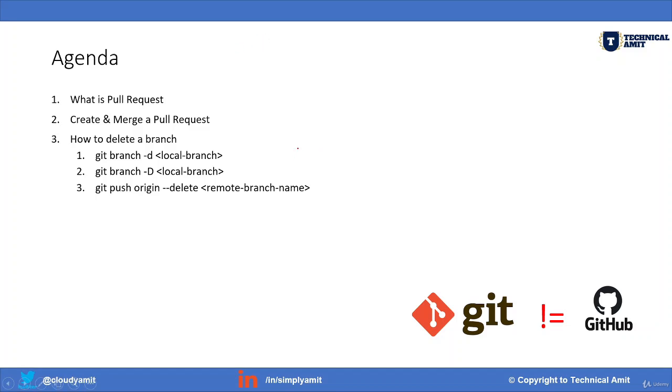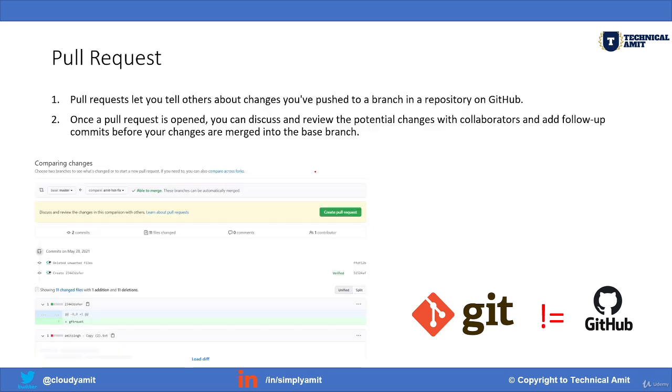So in this video, we are going to talk about what a pull request actually is, how to create a pull request, and how to merge that pull request. And then at the end, we are going to talk about how we can delete a branch, either from our local or using our remote. There are a few use cases where you want to delete your branch once the work for it is done. Before we go into deleting the branch, let's quickly talk about what a pull request actually is.